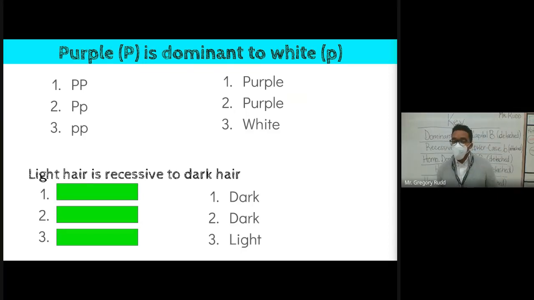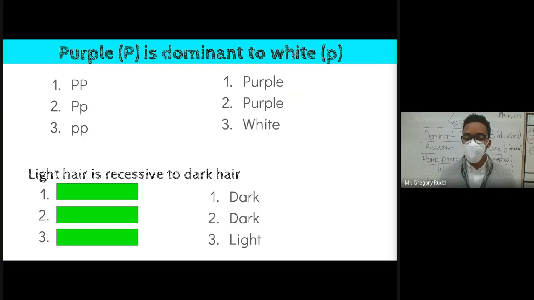Okay, at the bottom, we've got another example. Light hair is recessive to dark hair. We're given the phenotypes this time: dark, dark, light. Which should the first genotype be? They already gave us that. Oh, that's the phenotype. Remember, genotypes always have two letters. You get one from each parent. The letter doesn't matter for real, but that was a good question.